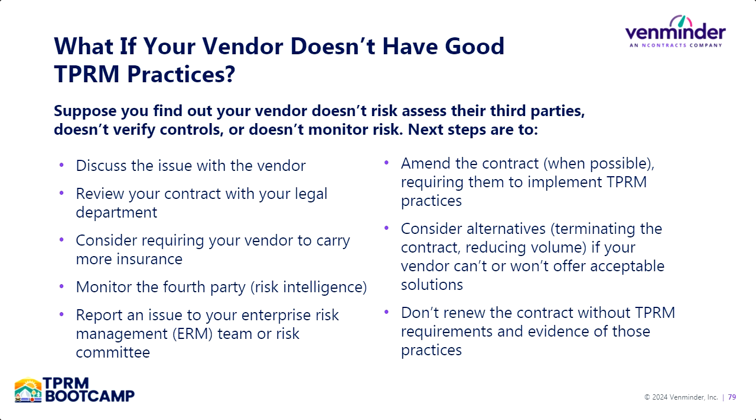Maybe you're going to monitor your fourth party in another way through some high-level risk intelligence that you can gather without documentation requirements. Maybe even reporting this up into your enterprise risk management team or risk committee so that there's broader oversight into this concern. You certainly might lean on amending the contract if it came down to that, possibly even considering alternate vendors if your third-party vendor does not satisfy this risk to you appropriately.